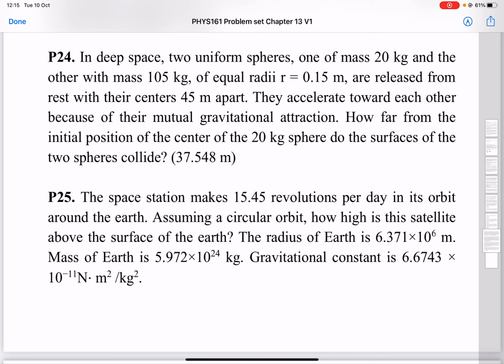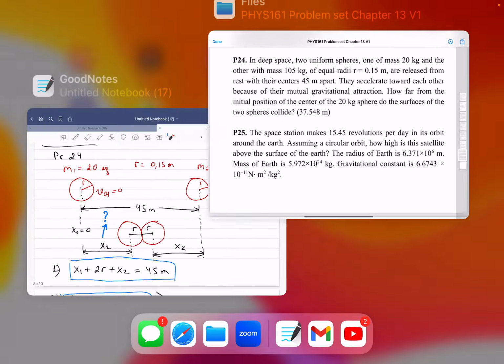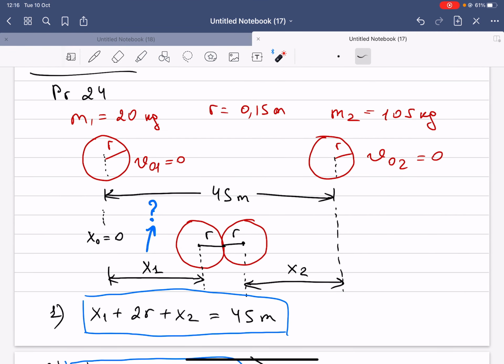How far from the initial position of the center of the 20 kilogram sphere do the surfaces of the two spheres collide? Okay, again, so initially two masses were at rest, M1, M2. The initial distance is 45 meters, okay? And when they are released from rest, they collide, okay? And when they collide, we have to find at what distance it will be, mass 1 from initial position.